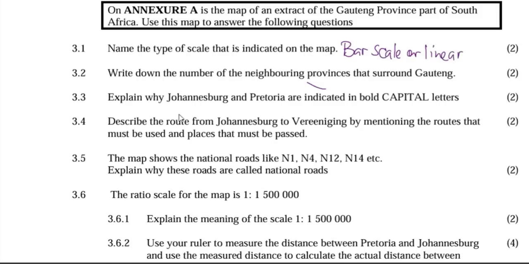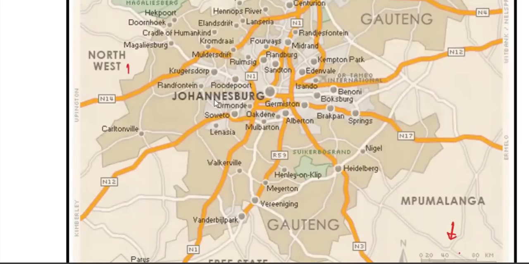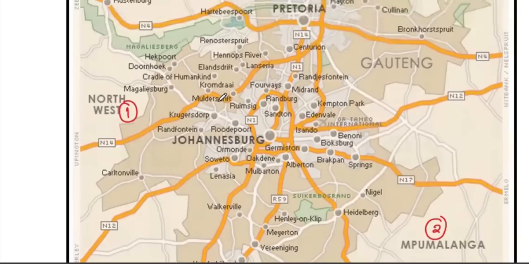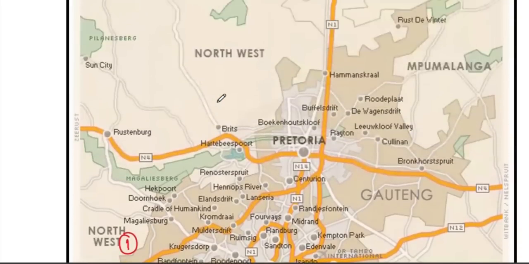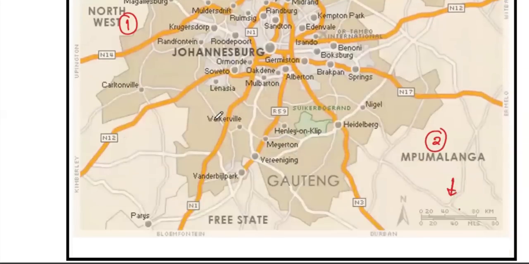Or you can say it's a linear scale. Write down the number of neighboring provinces. The number, don't list them, but just count them, the number that surrounds Gauteng. We have 1 Northwest, yes, 2 Mpumalanga, then Northwest without crossing, Mpumalanga, 3. Then all of a sudden we have a 4.